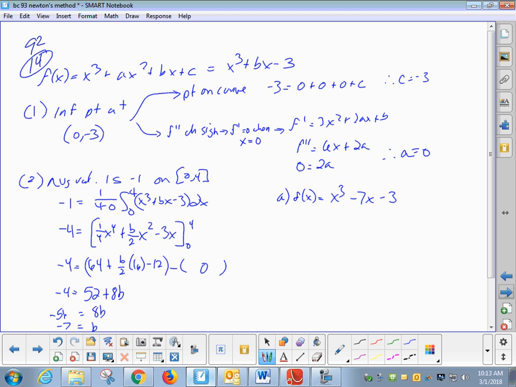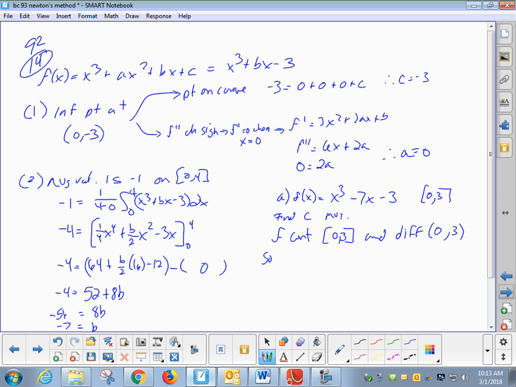Part B, then, is find a number in the interval 0 to 3 guaranteed by the mean value theorem for derivatives of the function. So I'm supposed to find a c guaranteed by the mean value theorem. All right, first of all, is f continuous on the closed interval 0 to 3? Does that cubic function go continuous? Yes. Does the derivative exist at all points in the open interval 0 to 3? Yeah, the derivative is continuous too, so it's fine.